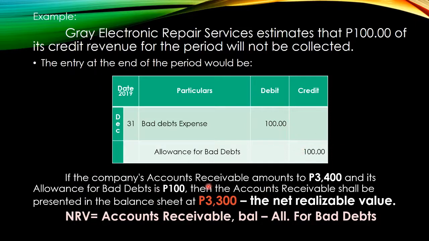So NRV is equal to 3,300 pesos. So just remember this one. But if there are problems asking you how much is the NRV, so after computing the allowance for bad debts, you deduct that one to the accounts receivable amount, then you will get the net realizable value. Okay?